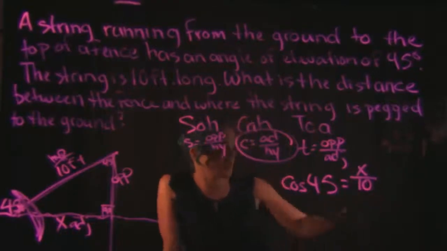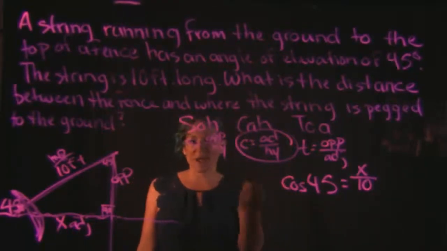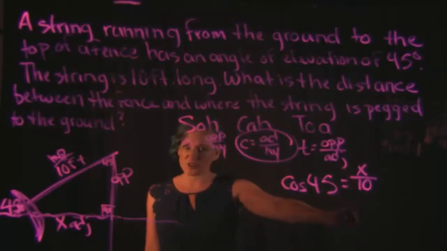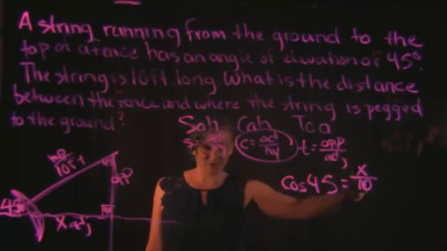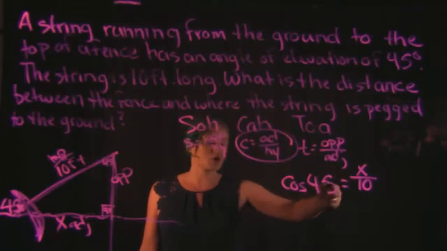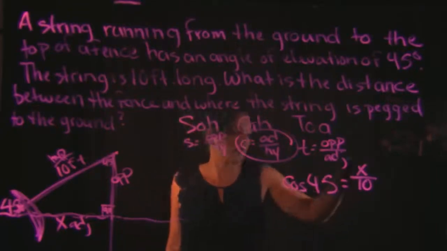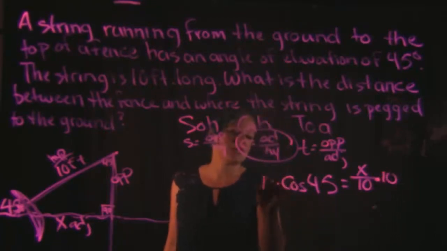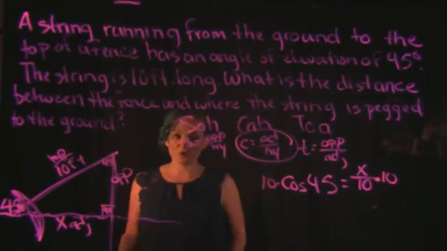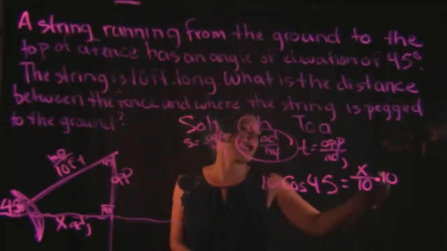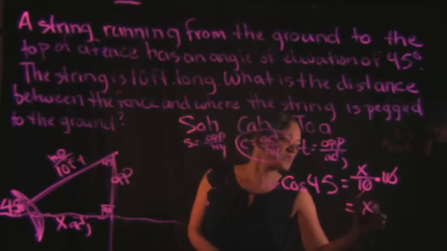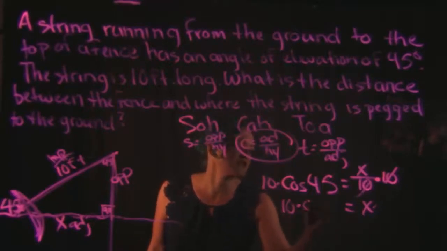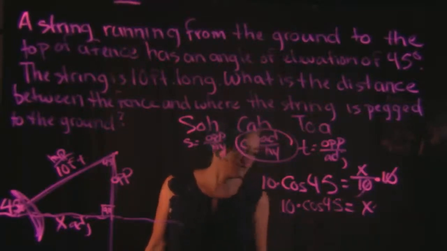In order to solve this problem for x, we're going back to solving equation skills. To get rid of the 10 first, remember that when it comes to solving equations, you do the opposite of what you have. This is a division, so to get rid of the division by 10, we multiply by 10, making sure that we multiply both sides by 10. On the right-hand side, the 10 and the 10 cancel, leaving us with x. On the left-hand side, we now have 10 times cosine 45.